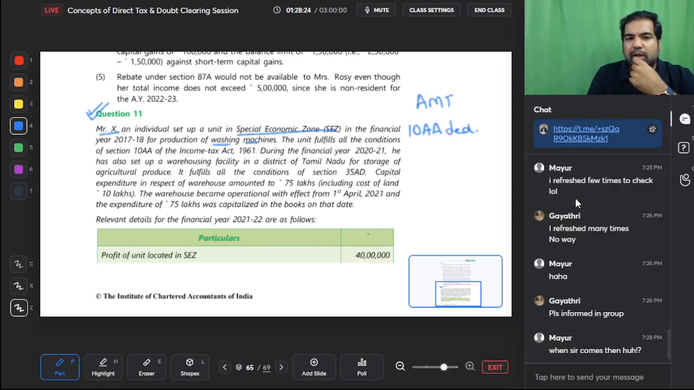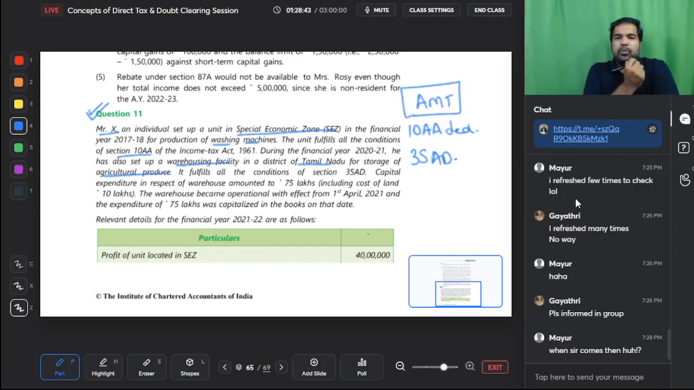The unit fulfills all the conditions of 10AA of the Income Tax Act during the financial year 2021. It has also set up a warehousing facility in the district of Tamil Nadu. So not just 10AA, they also have 35AD, because storage of agricultural produce warehouse gets 35AD deduction. So AMT is definitely going to be calculated. It fulfills all the conditions of 35AD.